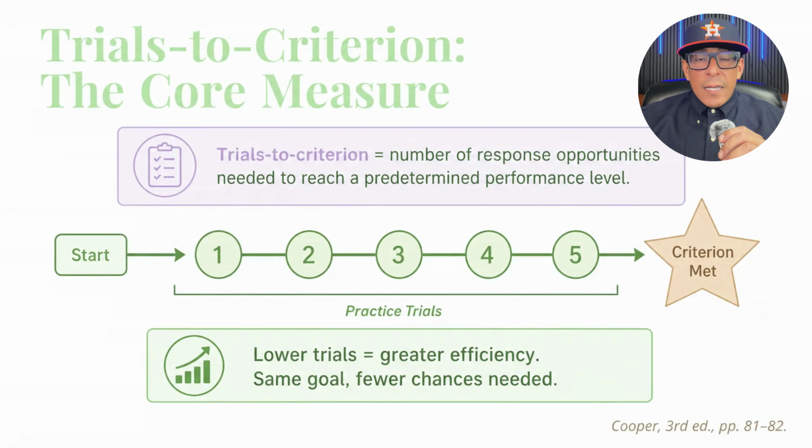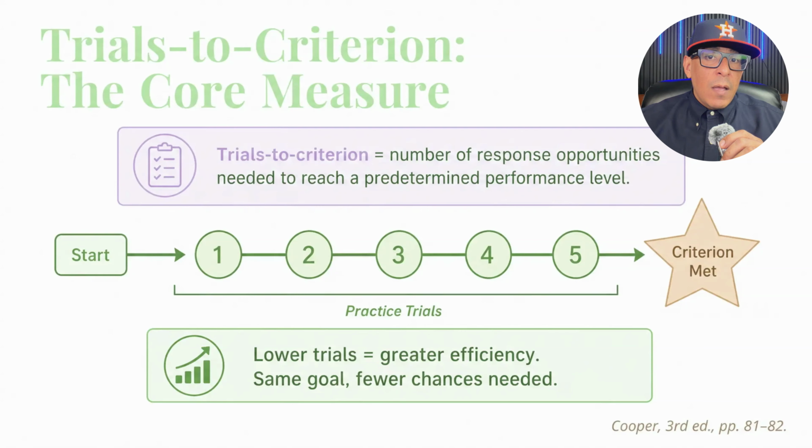Trials to criterion is a measure of the number of response opportunities needed to achieve a predetermined level of performance. A predetermined level of performance means the mastery level is set before judging whether the learner met the goal. What counts as a trial depends on the nature of the target behavior, relevant setting, and variables and antecedent stimuli and desired performance level.